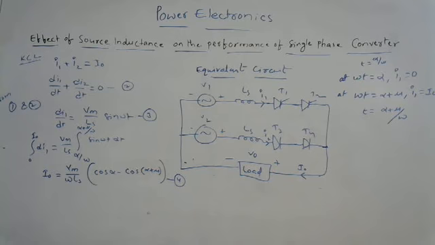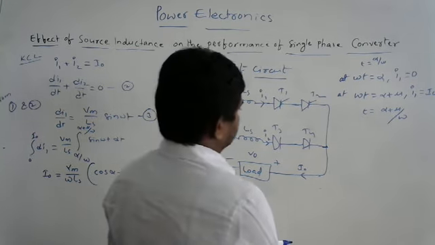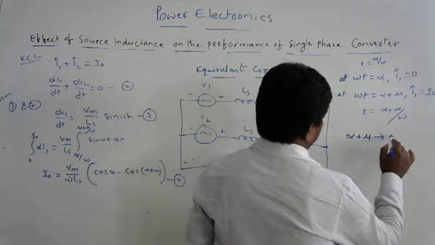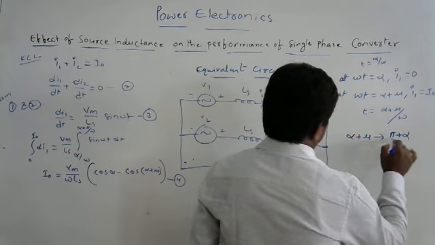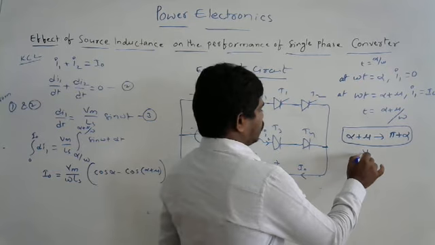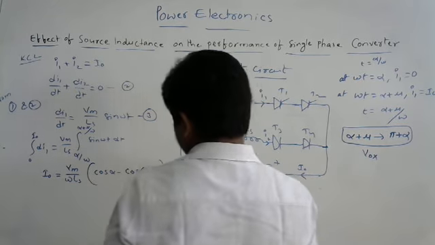Already seen in a waveform. Output voltage is 0 from alpha to alpha plus mu, because no output current, no output voltage. The average output voltage we are taking from alpha plus mu to pi plus alpha. During this timing only we are getting output voltage that I am calling as V0x.